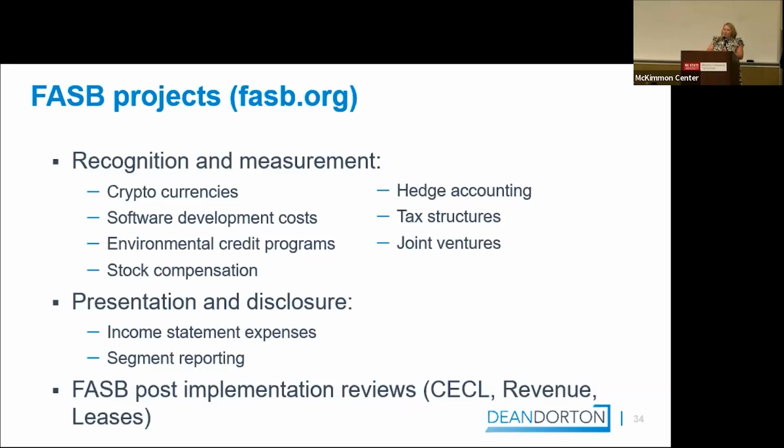There are some potential presentation and disclosure items coming. Income statement expenses, that's mainly going to apply to public entities, not public universities. And then segment reporting. And then every time, which I think is what we all do, you implement a big project and then you take a step back and say, okay, what did we do well, not do well? What do we need changes on? So they are doing post-implementation reviews on CECL, revenue, and leases. The post-implementation review on leases was maybe a little premature because we aren't done with it yet. But they are looking at those SEC companies that have implemented it and saying, okay, what needs to change?